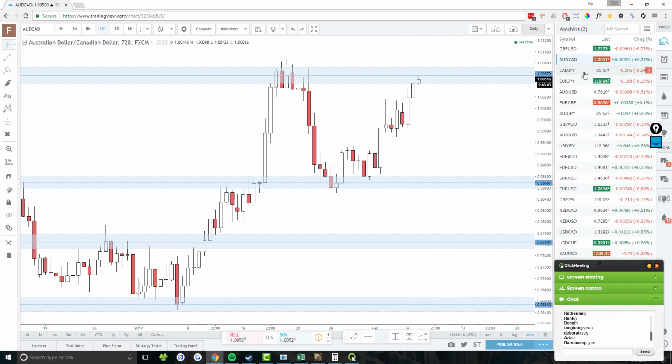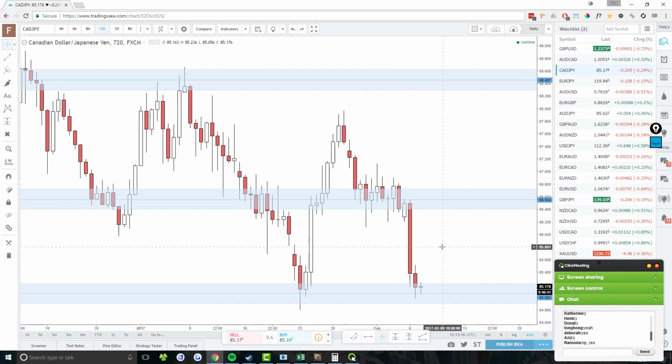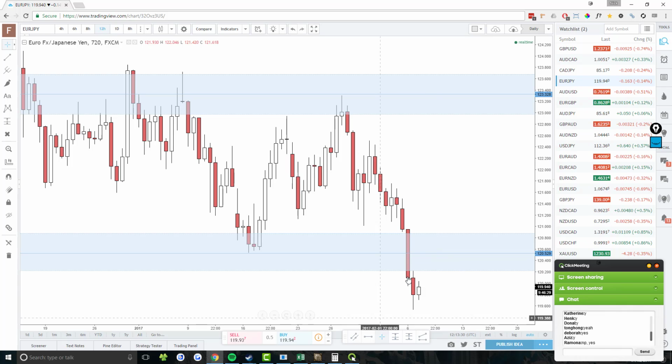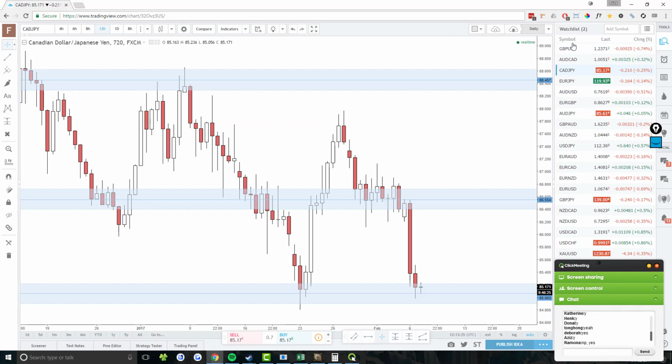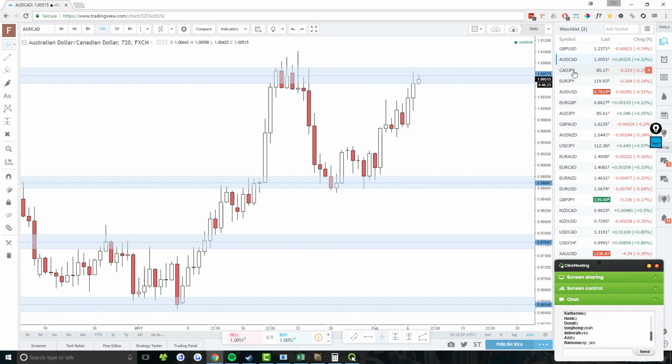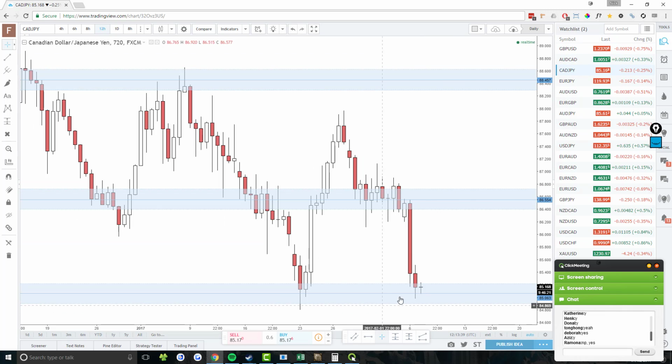AUDCAD has a lot of potential here. Keep a close eye on that. CADJPY, it's obvious what we're seeing here. We're seeing indecision forming on support, so there's potential for a long reversal. I'm just not too excited about it because of the pair itself. Not a pair I commonly trade. EURJPY, probably not going to do anything there, but I'm just going to keep an eye on it, see how it plays out. But the three main ones are GBPUSD, AUDCAD, CADJPY.